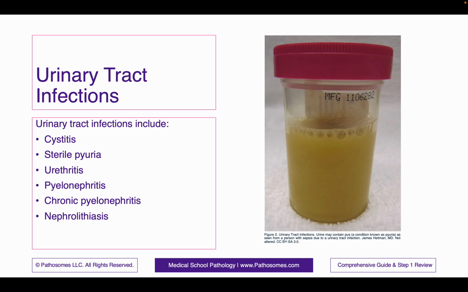Some particular urinary tract infections that you must be aware of include cystitis, sterile pyuria, urethritis, pyelonephritis, chronic pyelonephritis, and nephrolithiasis, okay? Now here to the right again, we can see that container with urine that doesn't look normal. That's because this urine contains pus, a condition known as pyuria. This is from a person with sepsis due to a urinary tract infection.